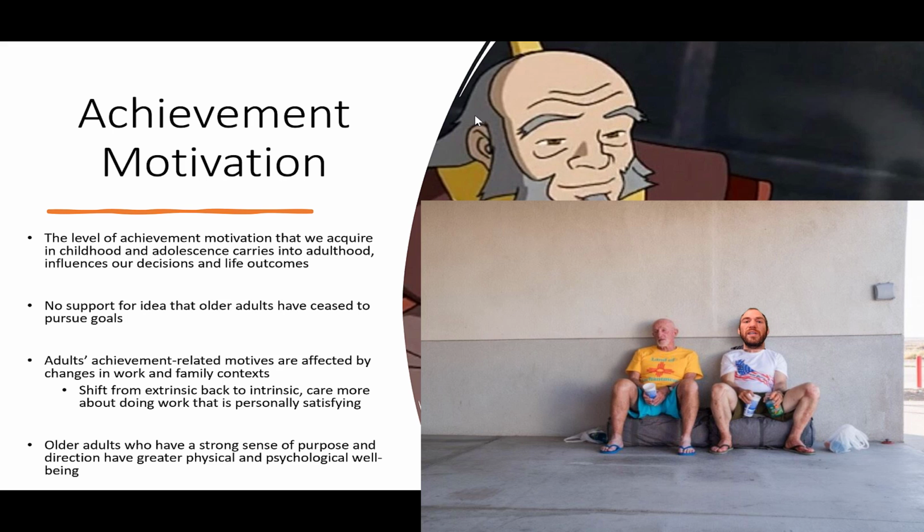So the idea here is that there's not just this magical stage where you are going to have a new style of motivation once you hit 30 years old. Also, there's no support that older adults stop pursuing goals, but rather the goals shift. And interestingly enough, when given the proper environment to do so, older adults tend to focus more on intrinsically motivating behavior, and that is focusing more on family or anything that are inner goals to them that they find personally satisfying. And relatedly, an older adult having a stronger sense of purpose and direction is associated with greater physical and psychological well-being.